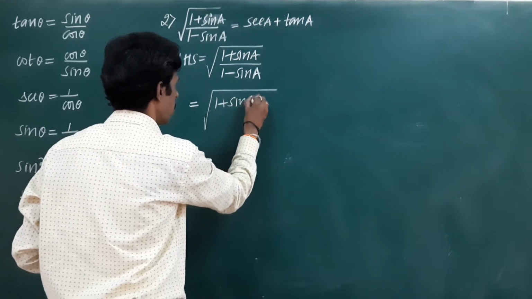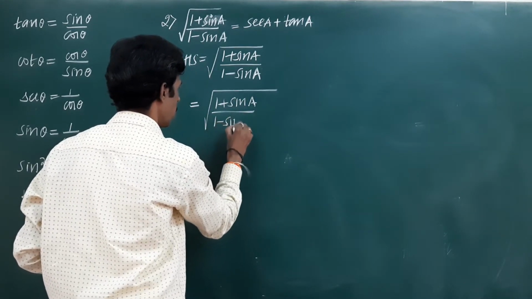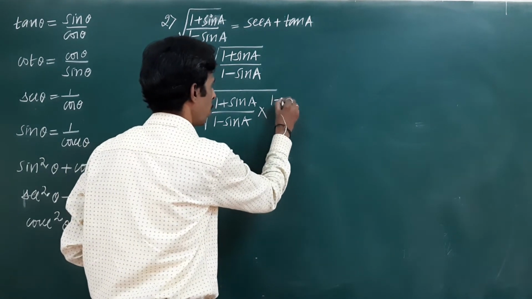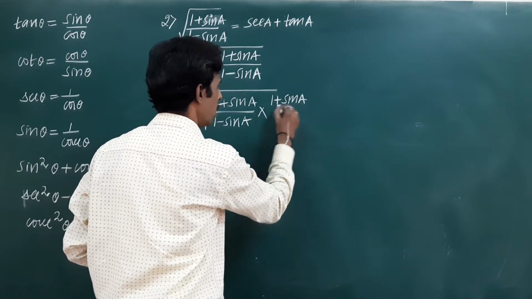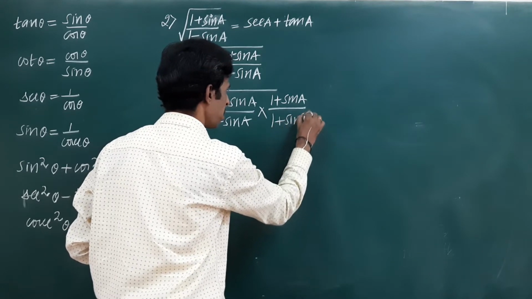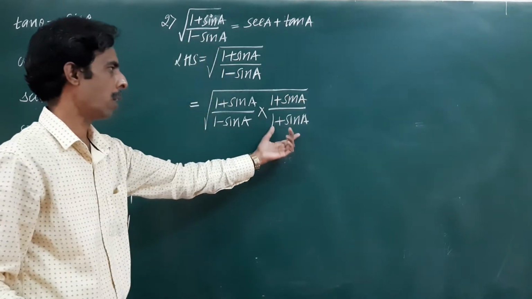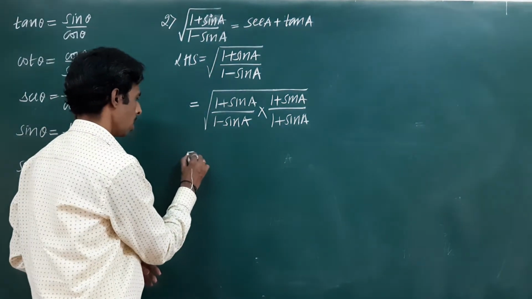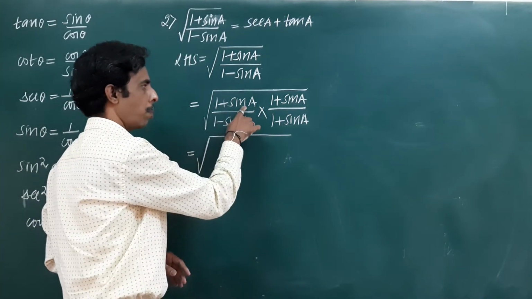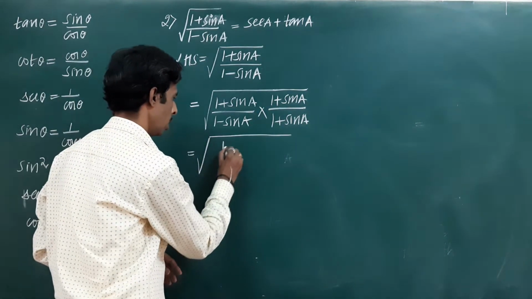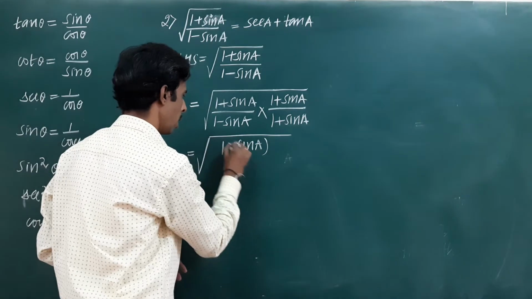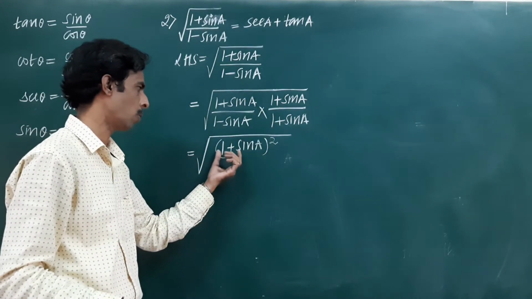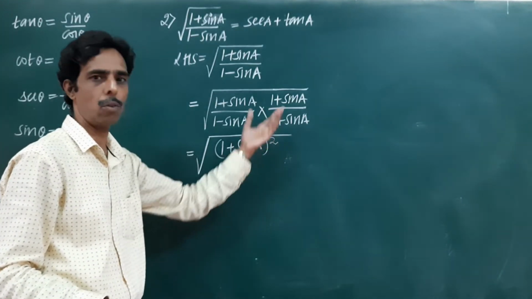1 plus sin a divided by 1 minus sin a into, when you are rationalizing this term, it will become 1 plus sin a divided by 1 plus sin a. If you cancel this term, again you will be getting your original term. Now this is equal to square root of, a plus b into a plus b, it can be written as 1 plus sin a whole square. Multiply this term as well as this, both are similar. Therefore 1 plus sin a into 1 plus sin a, 1 plus sin a whole square.